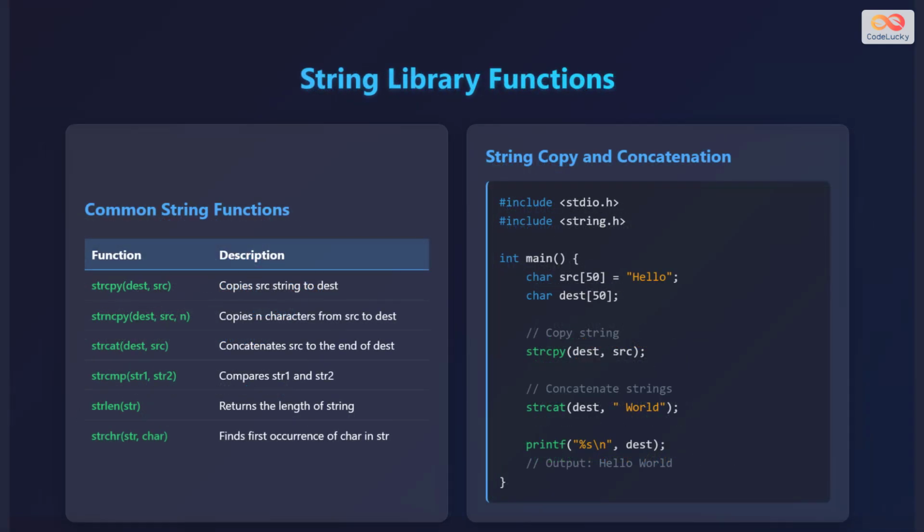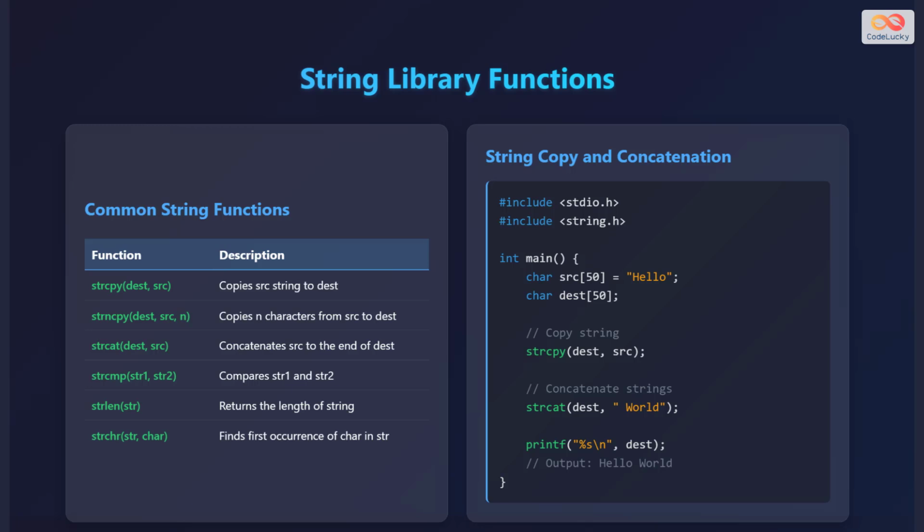The C standard library provides a rich set of functions for string manipulation, all available through the string.h header file. Here are some commonly used functions with their descriptions. strcpy copies the source string to the destination. strncpy copies n characters from source to destination. strcat concatenates source to the end of destination. strcmp compares string 1 and string 2. strlen returns the length of the string. strchr finds the first occurrence of a character in a string.